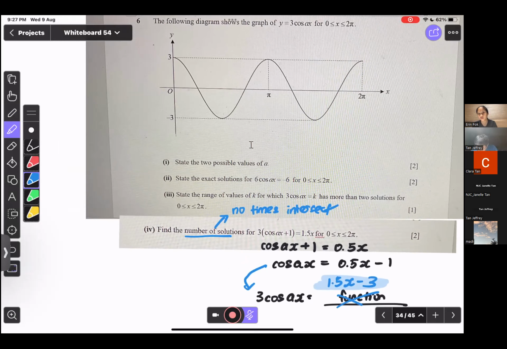Okay, 1.5 means how much? Negative 3 will be somewhere here. 1.5 will probably cut something like that.